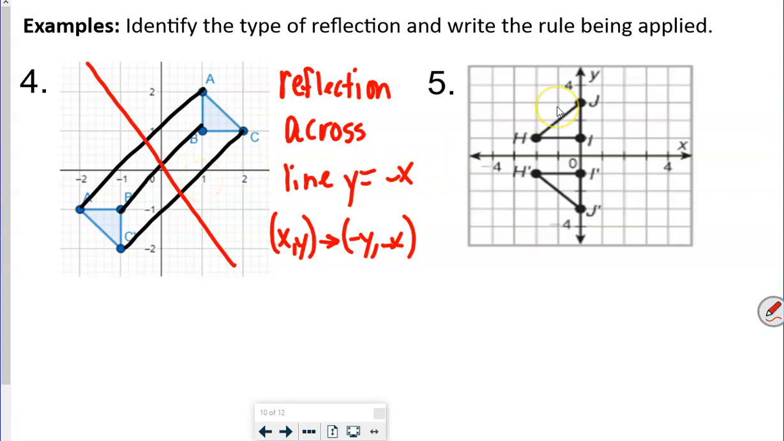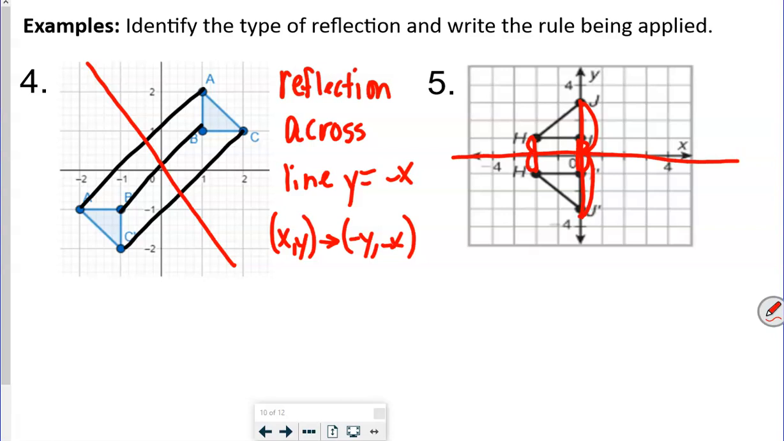All right, so now let's look at number 5. This says identify the type of reflection and the rule being applied. So once again, we can connect these H, I, J. They're all being bisected. See this right here? Those right there, these right here. So it's being bisected how?